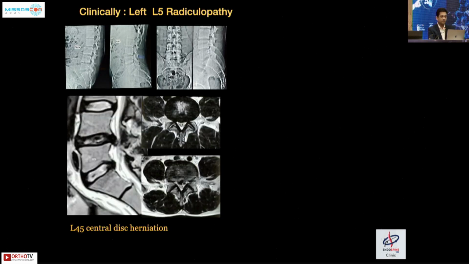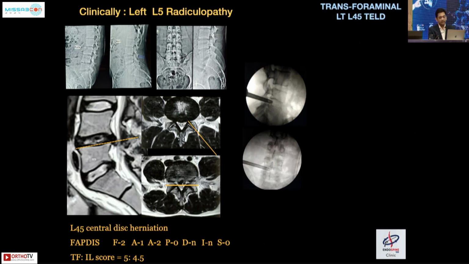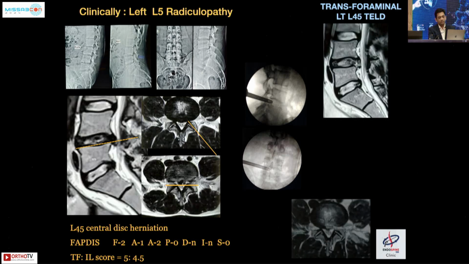This patient has L5 radiculopathy. It's a stable joint. When we classify the FAPDIS factors, these are F2 type facets, A1, A2 pathology, no posterior compression, dorsal near migration, inferior near migration, no superior migration. So the transforaminal to interlaminar score is 5 to 4.5. So we did transforaminal endoscopy, and this is the post-operative MRI.